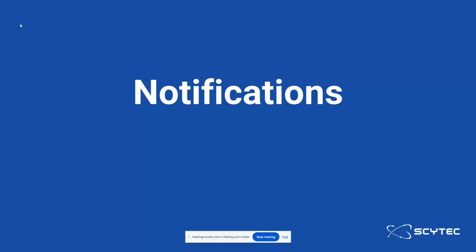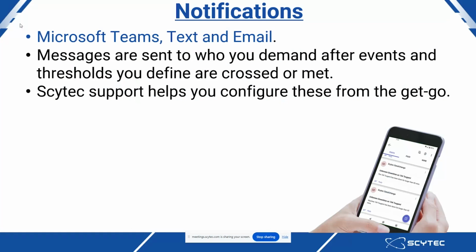So I'm going to be going over the notification feature set next within Scytec DataXchange. There are three main ways that you can get notifications via Scytec DataXchange, which include Microsoft Teams, text, and email. And messages are sent to those whom you demand after events and thresholds you define are crossed or met. So let's say that you have a work order that got completed. You can have that notification be sent to people's emails, text, or via Microsoft Teams when a work order is finished.